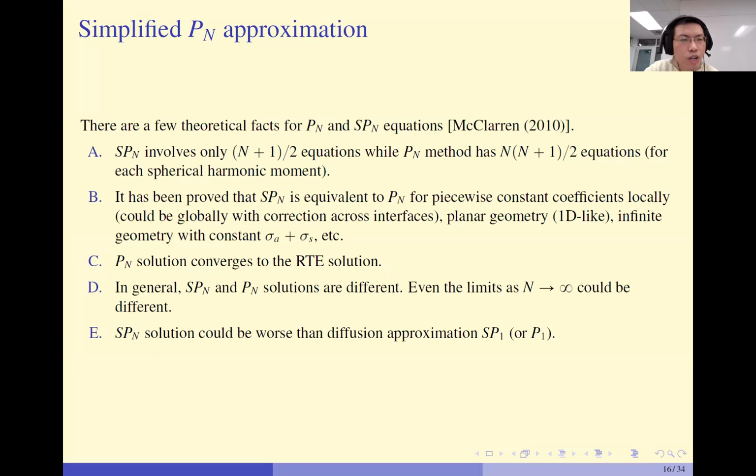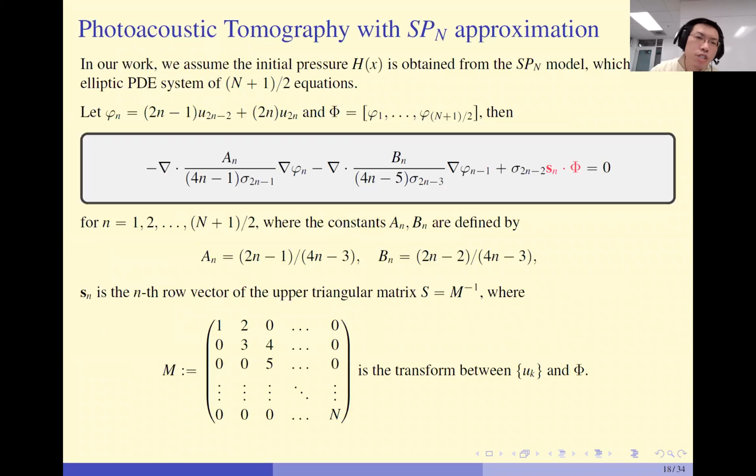Okay, so now we try to combine the simplified PN model with photoacoustic tomography, by replacing the radiative transfer equation with this SPN equation system. After you take this change of variable, that is, this kind of combination of these moments, you can derive this decoupled system for the new variables with this additional term here.